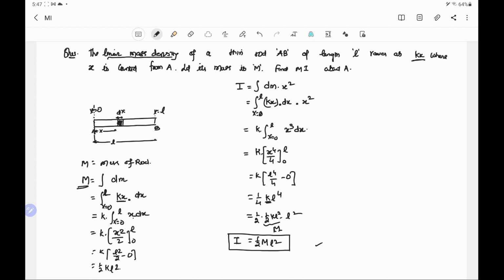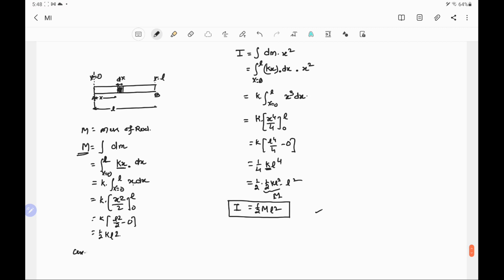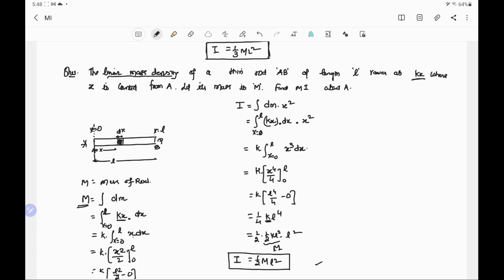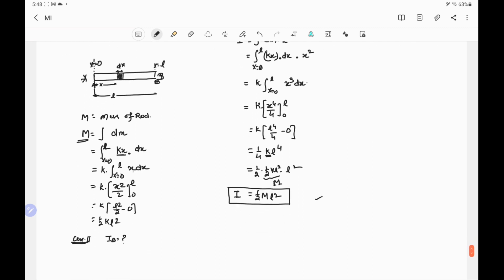This is about A. Now suppose another case in this question, case 2. Suppose it is asked, find the moment of inertia about the axis through B. The axis through B is parallel to the axis at A, because this is A, this is B. But we can't directly apply the parallel axis theorem here because x equal to 0 is not the center of mass of this rod. For calculating the moment of inertia about B, we have to first find the center of mass.